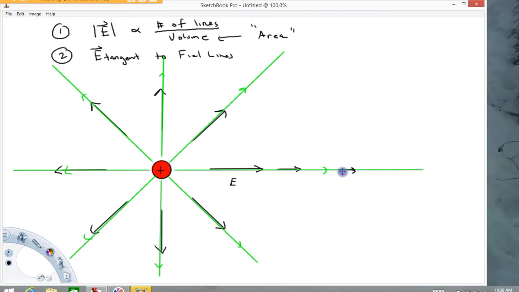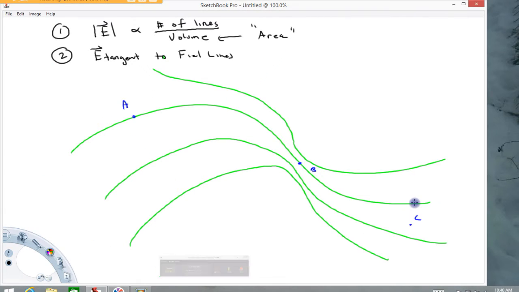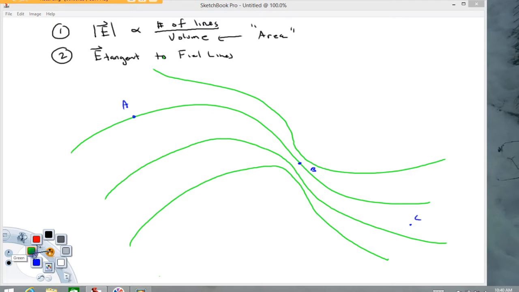So I'm going to pause this and again make up some examples here to demonstrate these rules. So give me a moment. Okay, I'm back, and let me describe a little bit about what I've drawn.